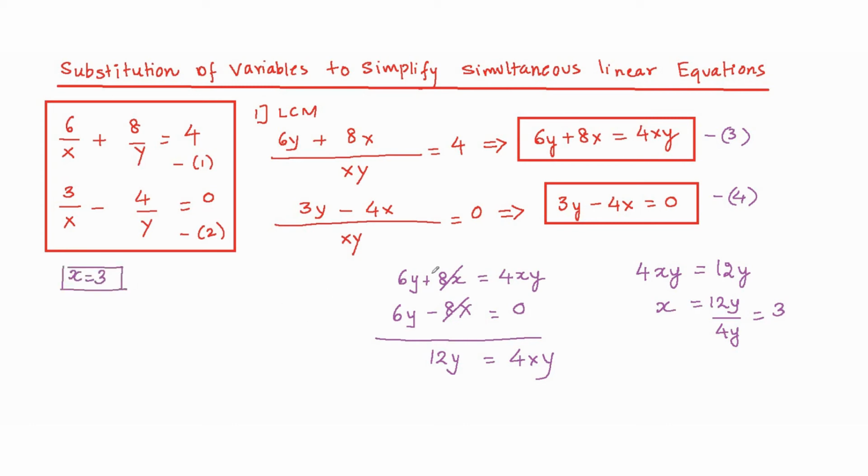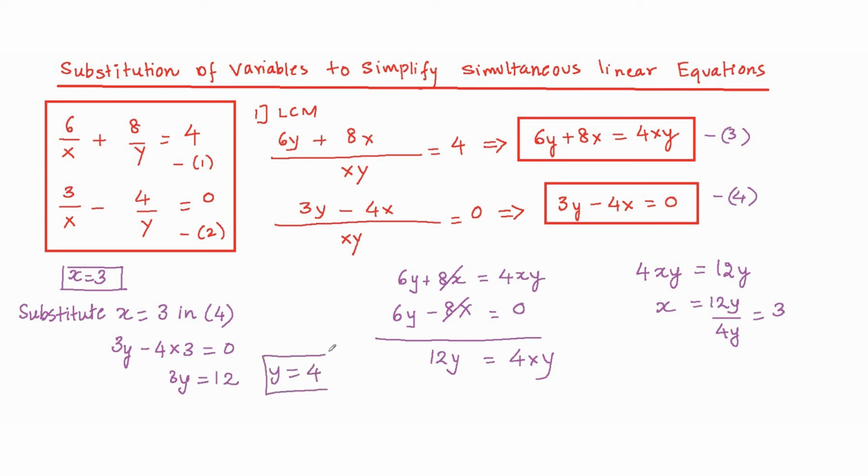Now it's time to find the value of y, and finding y is not difficult. I can substitute x equal to 3 in the fourth equation, and I can say 3y minus 4 into 3 is equal to 0, which means 3y is equal to 12 or y is equal to 4, and therefore the solution for x and y is x equals 3 and y equals 4.